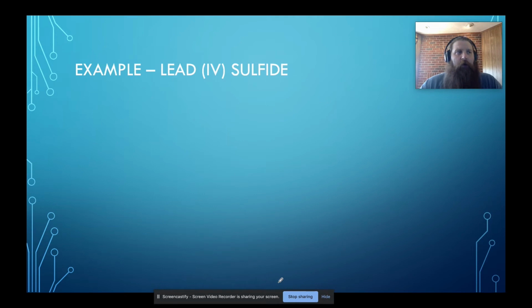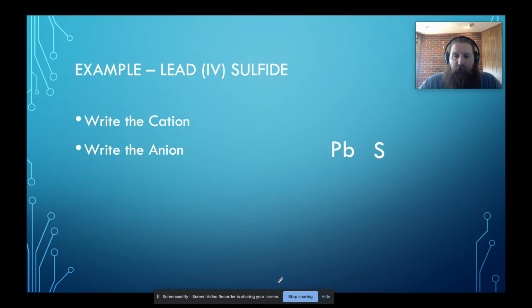All right, let's do lead(IV) sulfide. So here's the name. We're coming up with the formula. So you write the cation. Lead is Pb. Plumbum comes from the Latin, same word where we get plumbing, all right, because most of the pipes in Rome were made of lead, which is unhealthy. All right, the anion, sulfur.